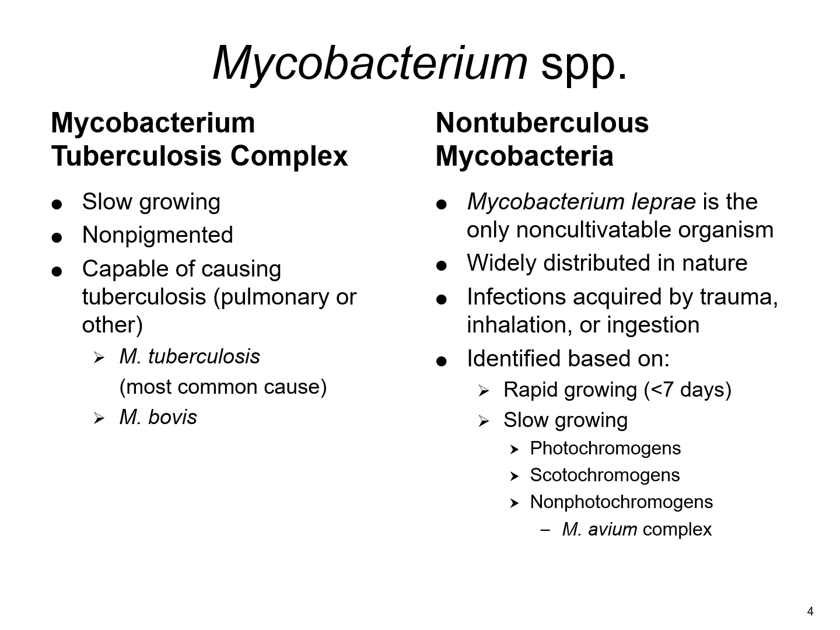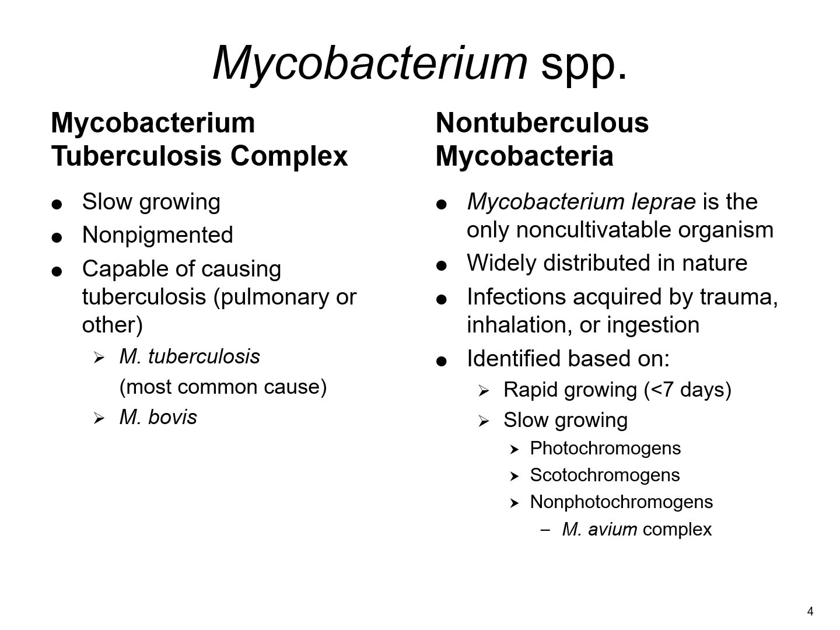Mycobacterium tuberculosis complex, these organisms are slow growing and non-pigmented, and they're capable of causing tuberculosis. So this infection could be pulmonary or infected by some other organ. Non-tuberculosis mycobacteria. Mycobacterium leprae is the only organism that is not able to be cultured. These organisms are widely distributed in nature. The infections are acquired through trauma, inhalation, or some sort of ingestion.